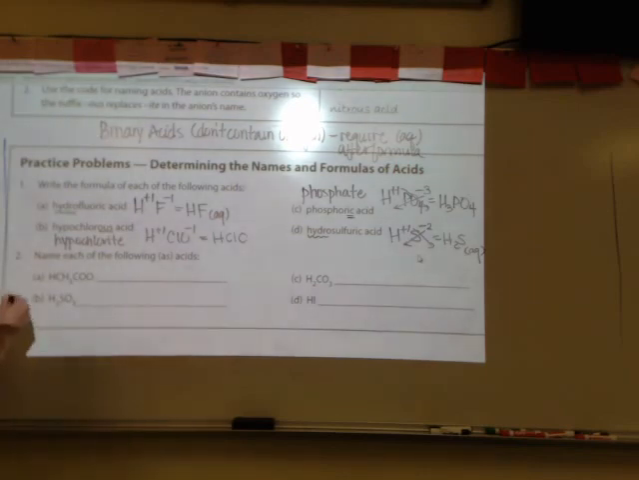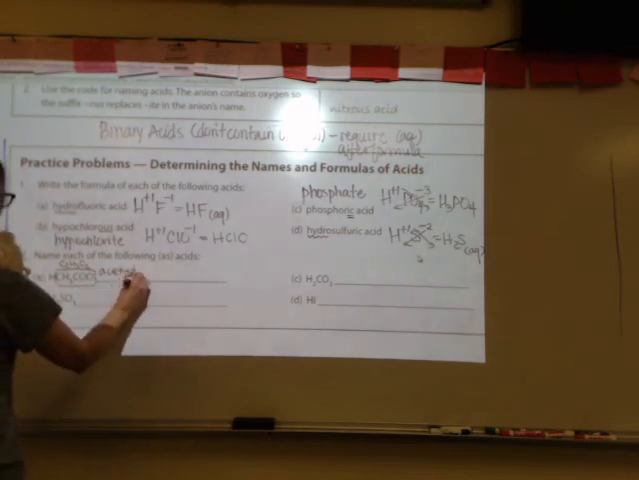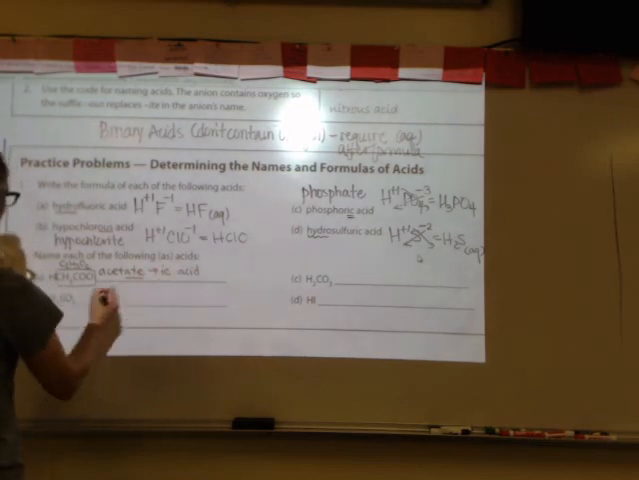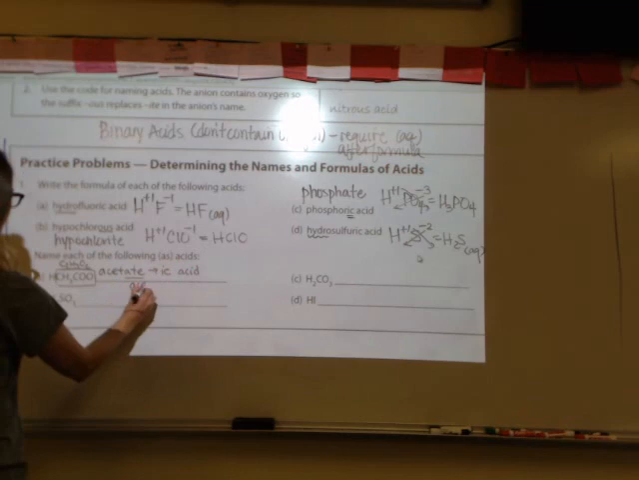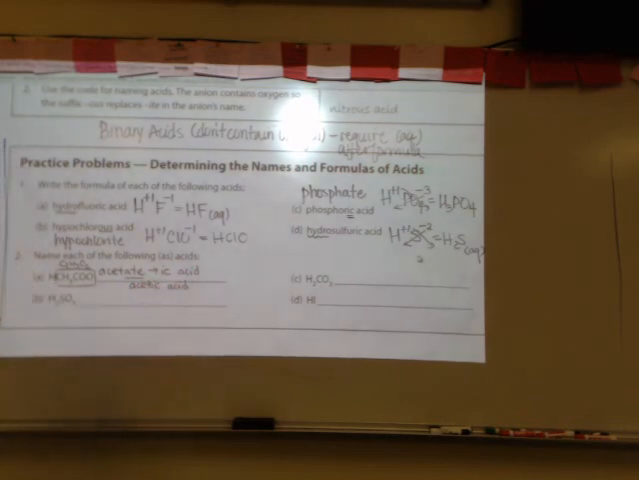Now, if I'm naming this acid, remember we saw this formula before. It's the acetate formula, written a different way. So if I have acetate, when it ends in ate, you change the ending to ic, and you write acid after it. So this is acetic acid, and you do this with acids containing oxygen.